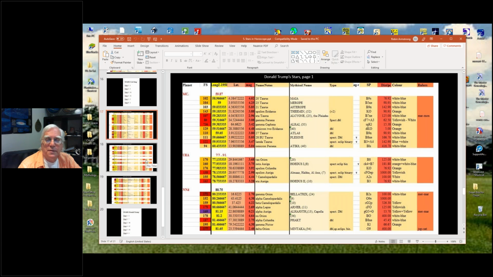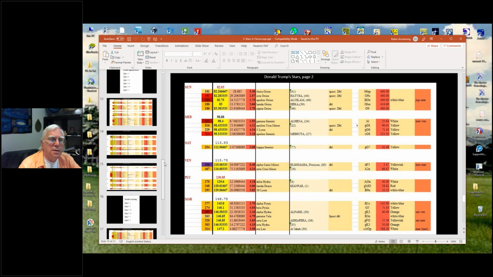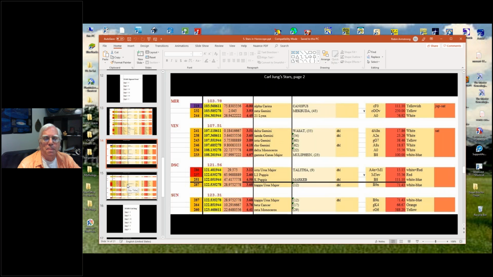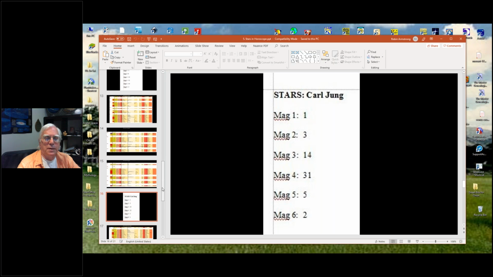We put all of his stuff in: 1, 2. In fact, I'm just going to go back for a second. I don't think I did Carl Jung's accurately enough, so you can get the screenshots. This is Carl Jung's 1, Carl Jung's 2, Carl Jung's 3, and his magnitude totals.